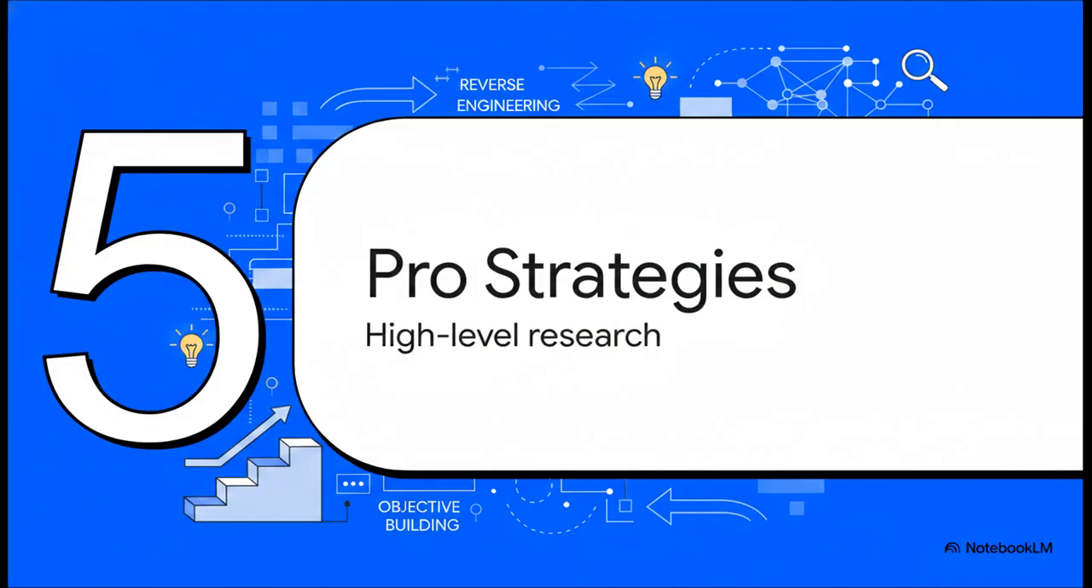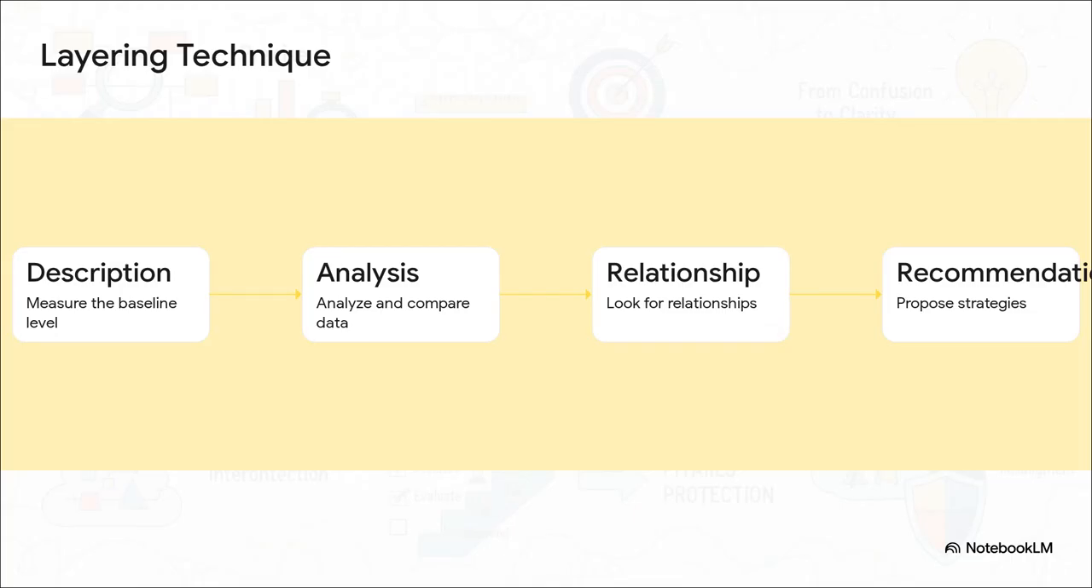All right, part 5, Pro Strategies. Time to start thinking like a high-level researcher. So how does Alex engineer his objectives from scratch rather than just guessing? He uses the layering technique. This means structuring objectives like a staircase to create a really strong logical narrative. You don't just throw objectives at the wall to see what sticks.